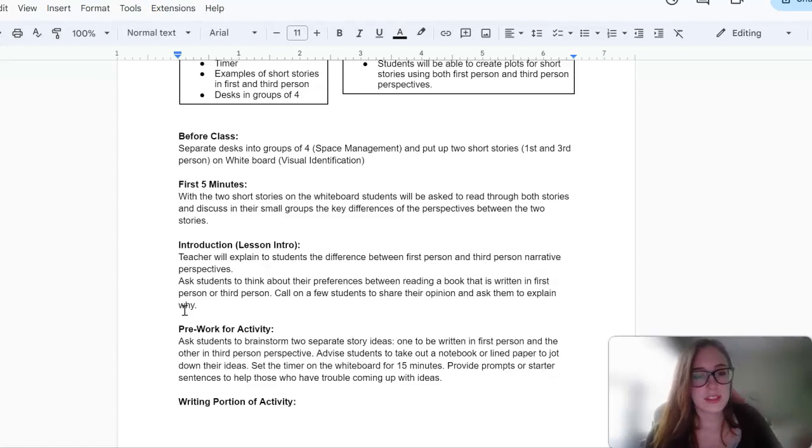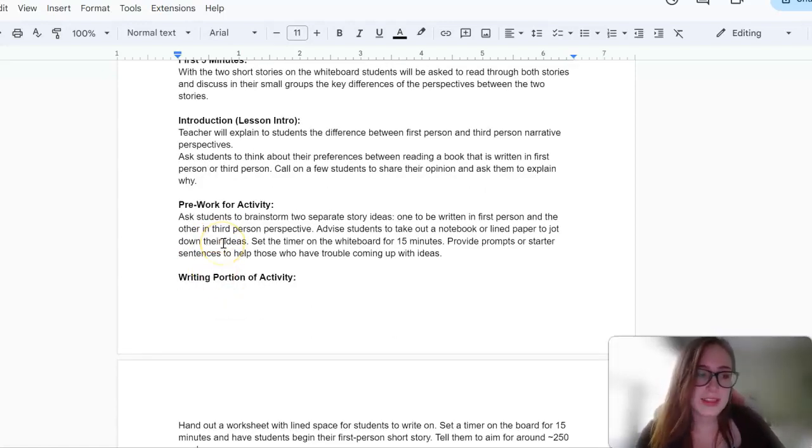And for the introduction, introduce prior knowledge by explaining the differences between first and third person again, as well as hooking students by asking their preference between whether they'd rather read a book that's written in first person or third person.